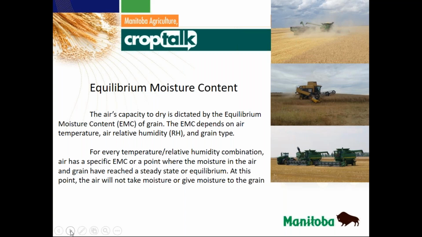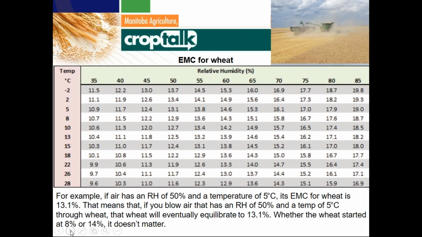So they've actually created charts for this, so you would know where you're sitting when you are looking at aerating grain. For example, if the air has a relative humidity of 50%, that would be the line across the top here, and the temperature of the grain is determined from the side here. So in this example, the relative humidity is 50%, and the temperature outside is 5 degrees Celsius. Its equilibrium measurement for wheat is 13.1.